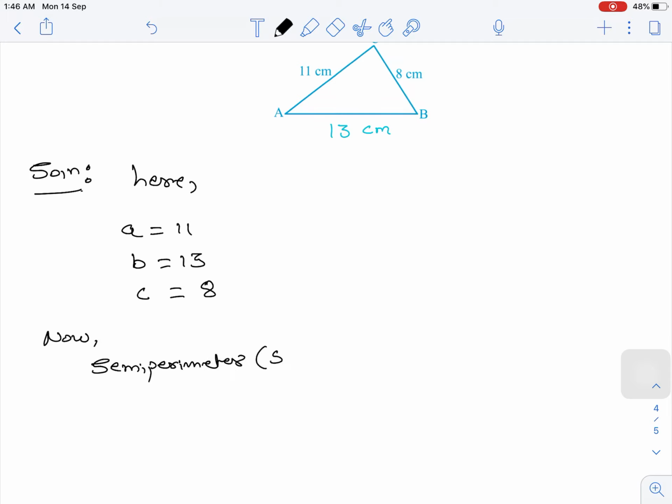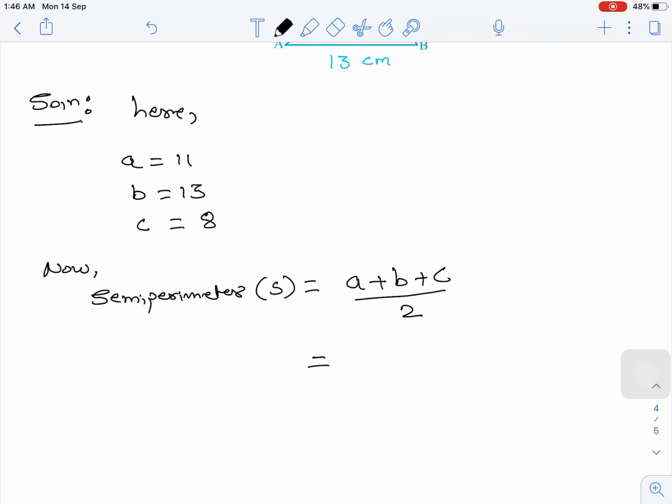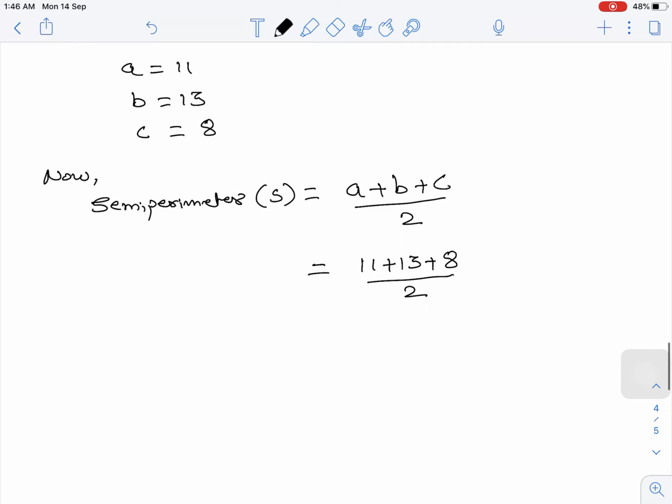Semi perimeter, which is indicated by S, equals A plus B plus C upon 2. So now we are going to put the values of A, B and C. A is 11, B is 13 and C is 8. So you will get 11 plus 13 plus 8 divided by 2. Now just add these three numbers: 11 plus 13 is 24, plus 8 is 32, upon 2. So that equals 16.